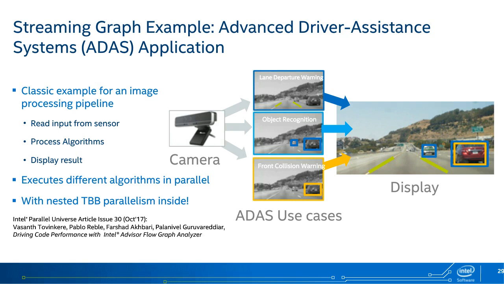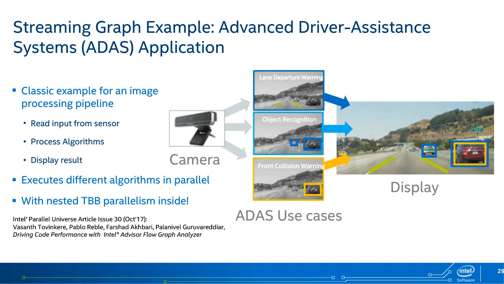Here's an example use case of a streaming graph that was used in an advanced driver assistance system, an ADAS application. This looks like your classic image processing pipeline. Inputs are read from a sensor, in this case a camera, and these are frames. Then different algorithms are applied to the frame. In this case, there's lane departure warning, object recognition, and front collision warning. Each of these algorithms is looking for specific things within the frame and will compute the region in the image that demonstrates this.